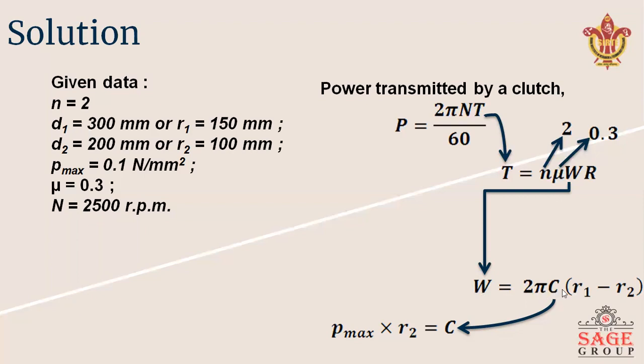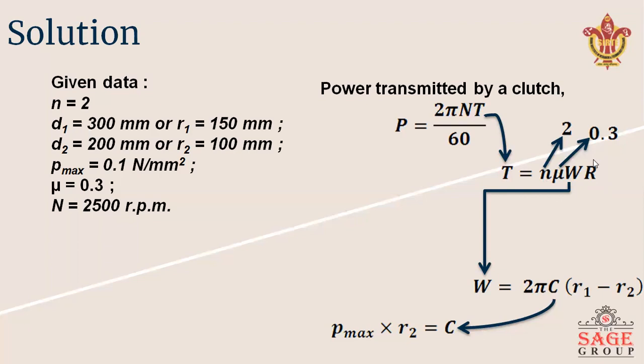Substitute this value in the equation for the load transmitted to the clutch, W equals 2 pi C (r1 minus r2). Substitute this value in place of C, and also substitute the values of r1 and r2 from the given data. Now we will have the value of W. Then we will put the value of W in the equation for the torque transmitted by the clutch, T is equal to n mu W R. So now we will have the values of n, mu and W.